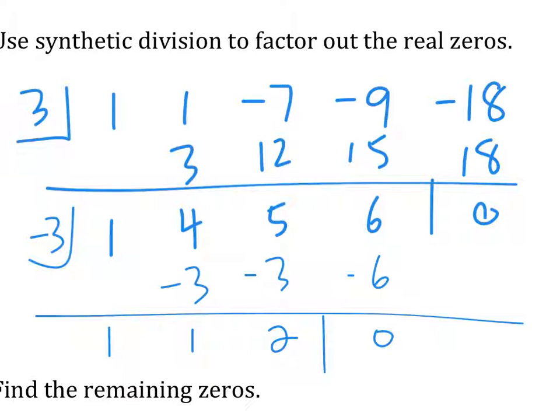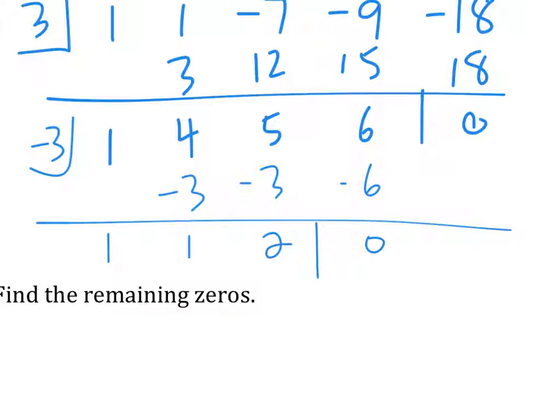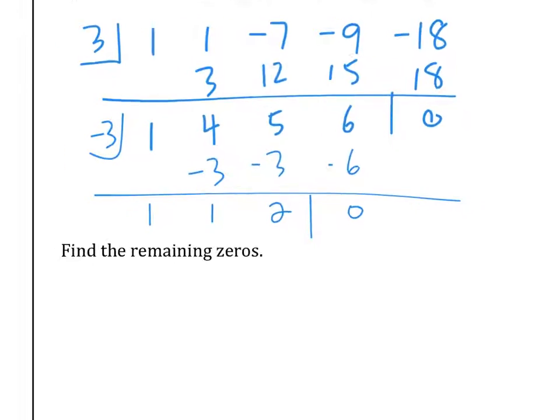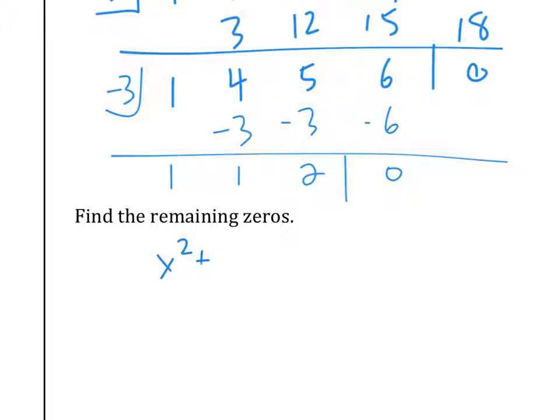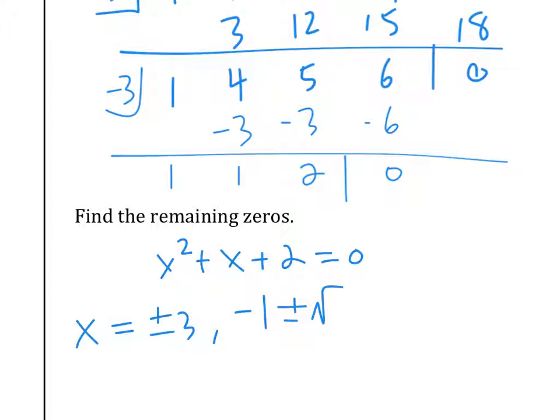All right, you should get to this point: 1, 1, 2. That means x squared plus x plus 2 equals 0. Then from there, just use the quadratic formula to find the rest. The answers are x equals plus or minus 3 and negative 1 plus or minus the square root of 7i over 2. So that's our 4 roots.